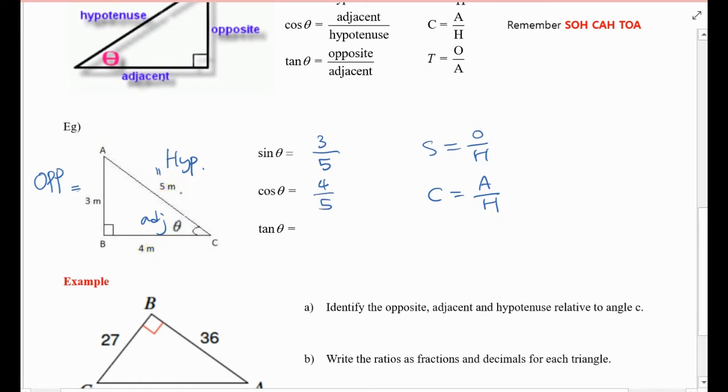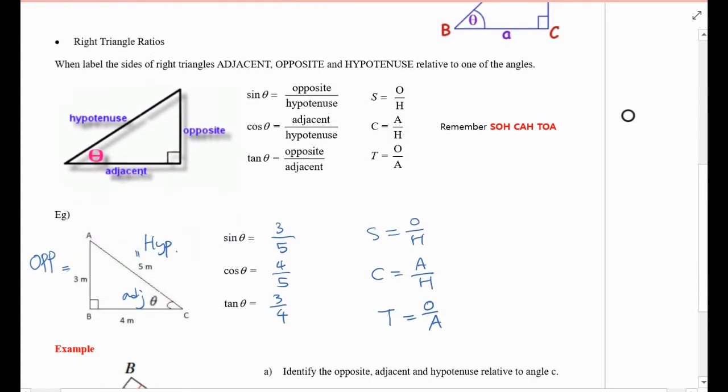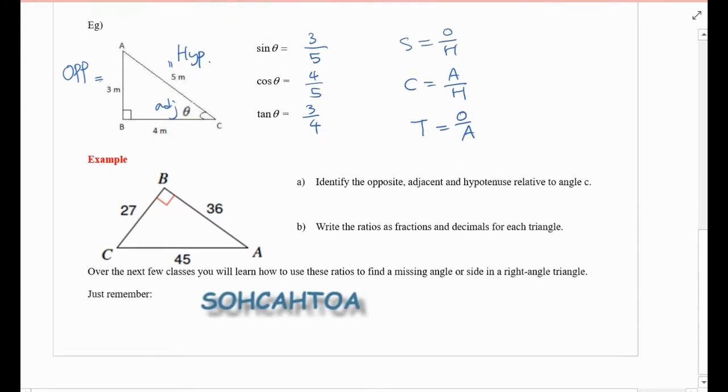Okay, tangent. Tangent theta. Tangent is TOA, SOHCAHTOA. So opposite over adjacent. Opposite is 3, adjacent is 4. So 3 over 4 is tangent theta. So this is how you find trigonometry ratios. Alright, let's move to the next question.